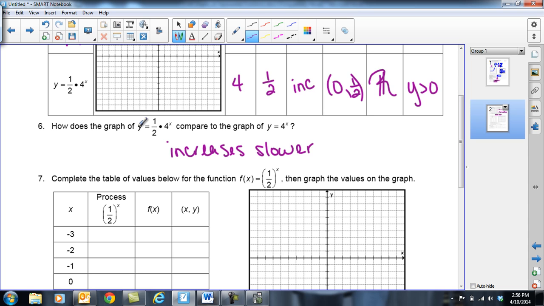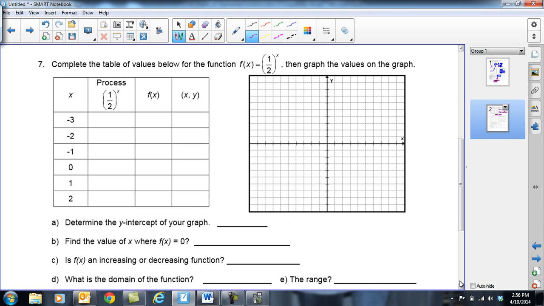When I multiply it by a whole number, it increases faster. And then when I put a negative in front of it, it makes it reflect.